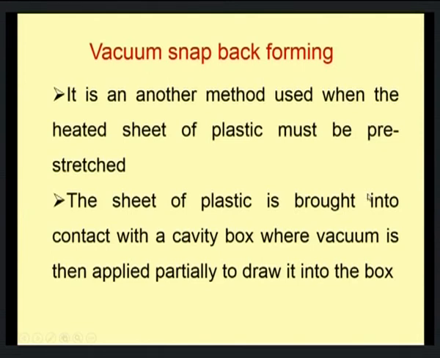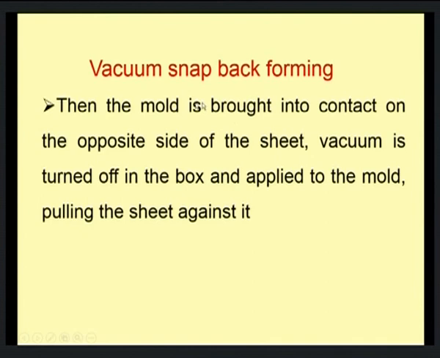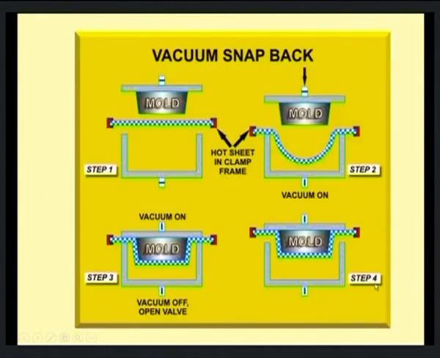Now, the sheet of plastic is brought into contact with a cavity box, where vacuum is then applied partially, not fully, in order to draw the plastic sheet into the box. The next step, the mold is brought into contact on the opposite side of the sheet, where vacuum is turned off and then applied to the mold. Now, this will pull the sheet against it. We will see how the vacuum snapback form is formed.